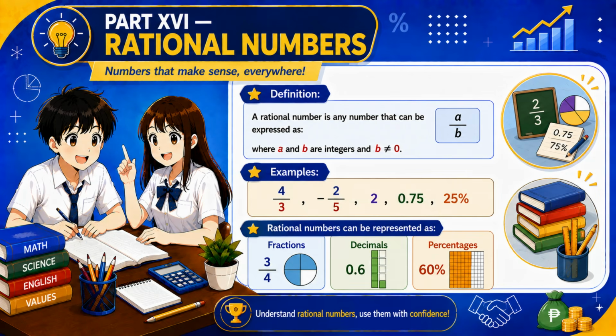Rational numbers. A rational number is any number that can be expressed as A over B, where A and B are integers and B is not equal to 0. Examples: 4/3, -2/5, 2, 0.75, 25%.